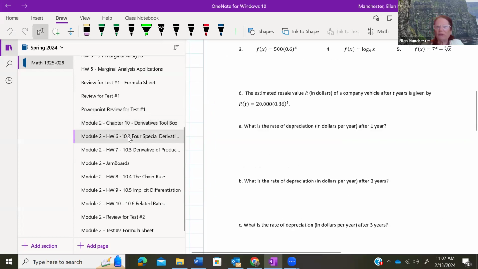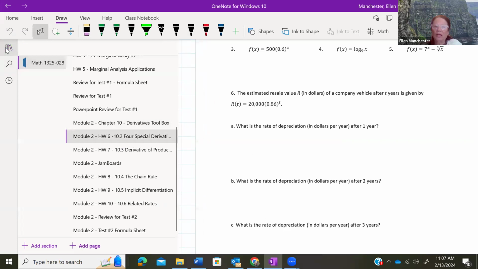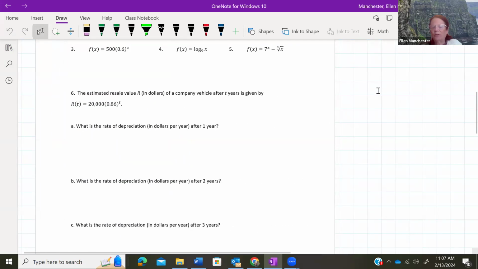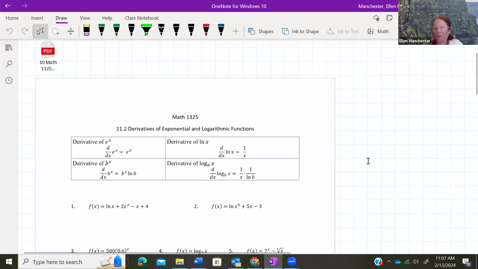All right. So what we're going to start with is 10.2. We're not doing 10.1. We're just going to do 10.2. So 10.2 is all about these four special derivatives.